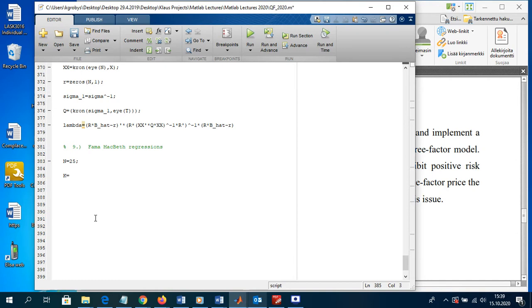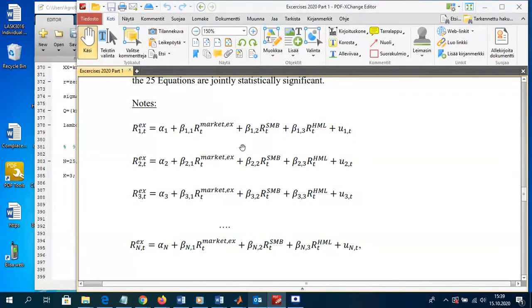We have K is 3 because we have 3 risk factors in our model. Capital K defines here in this code obviously the number of risk factors, and these are obviously the market factor, size, and value factor.